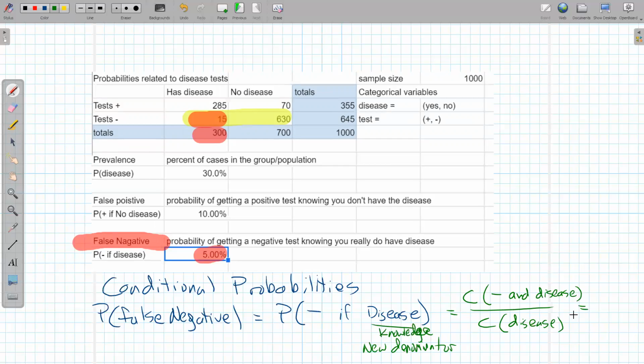And so again, this one here, negative and has the disease, right? Look at the negative column. Where does it overlap with the disease column? That's that 15. And the disease is my new denominator. So that 300 there. And then usually we rewrite that as a percentage, and these happen to come out nice. I picked nice numbers to start with, but some of them are going to be messy. We'll do some messy numbers next class.